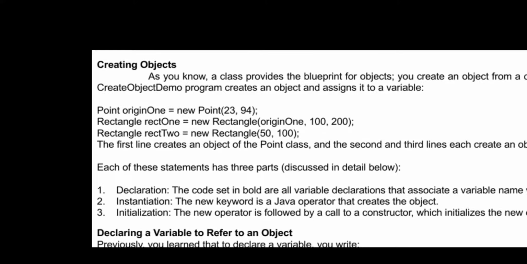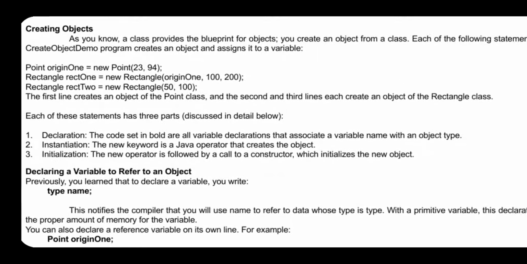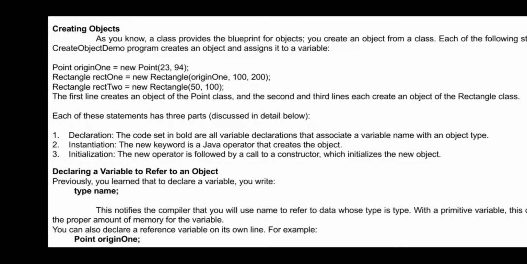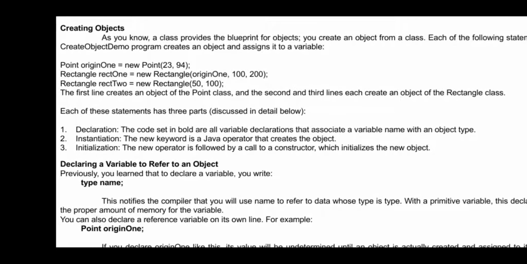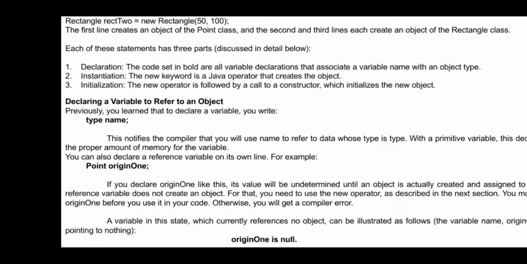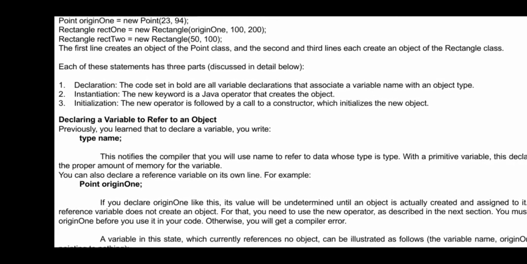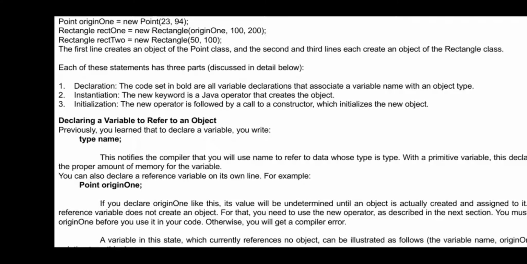So this is how you are going to define the different types of objects that can be created for particular statements. The next line he is going to define. The first line creates an object of a Point class, and the second and the third lines each create an object of the Rectangle class.